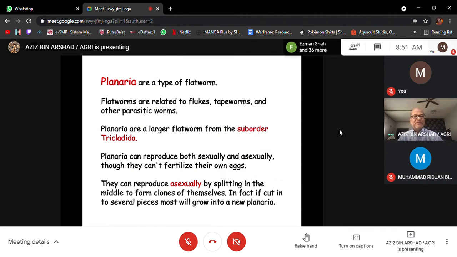Planaria are flatworms, the same as the other flatworms, which include the fluke and also tapeworm. They are in the suborder of Tricladida, no need to remember this, and planaria can reproduce either sexually or asexually, though they can't fertilize their own eggs. So this is the characteristic of planaria. They can reproduce asexually by splitting in the middle to form a clone of themselves. So even if we cut them into several pieces, they will grow into a new planaria because the stem cell is very, very good in terms of function.